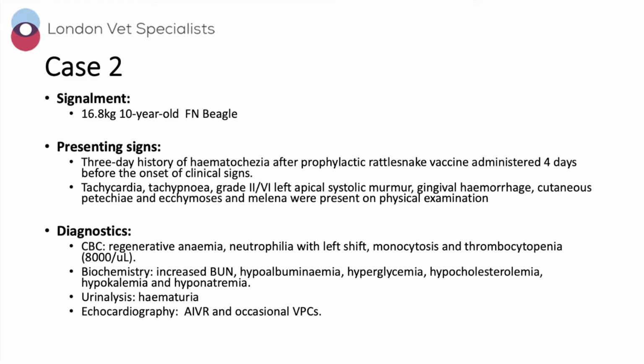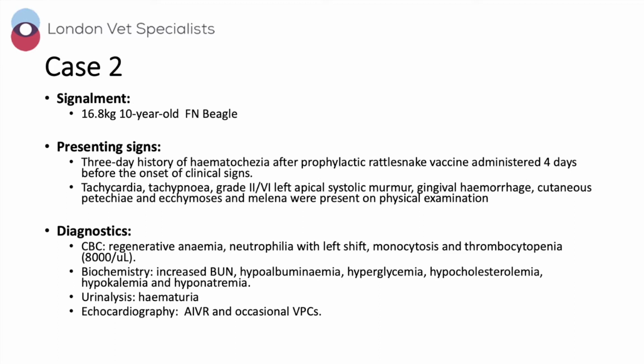And then case 2 is another fairly medium-sized breed dog, which is a 10-year-old female neutered beagle. It had similar presenting signs as case 1, although interestingly, it seemed to have an onset of signs after a prophylactic rattlesnake vaccine, which is a toxoid vaccine. And it also had developed a heart murmur on presentation.